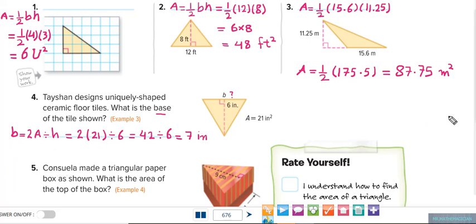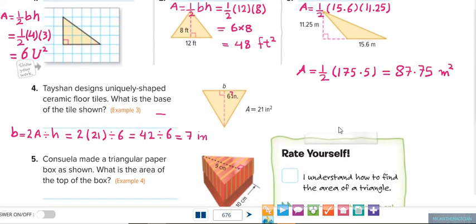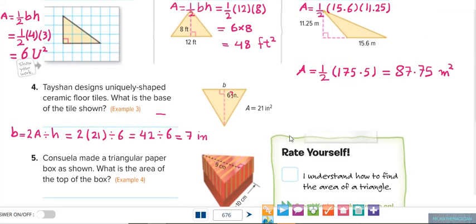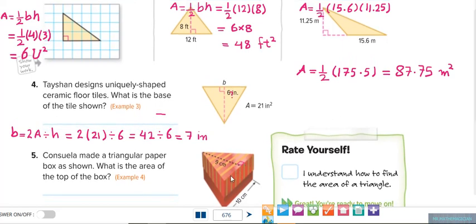Now problem number 5. Consuela made a triangular box as shown. What is the area of the top of the box? Of course, the top of the box is shaped like what? Yes, shaped like a triangle. Now, what is the base of this triangle? The base of this triangle, very clear, is exactly 10 centimeters. So this is 10 centimeters now.